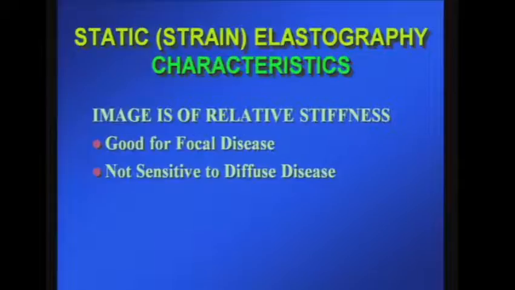So some of the characteristics of strain elastograms are the images of relative stiffness, similar to an MRI. So this is very good for focal disease, but if the abnormality covers the entire image, it's going to be very difficult to see because you only see stiffness relative to other areas in the image.